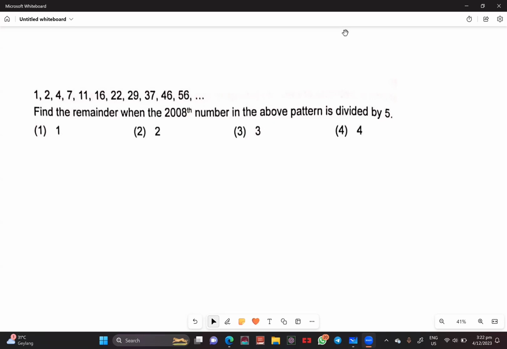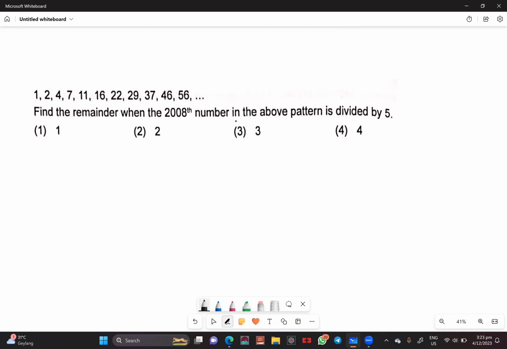Okay, hi everyone. Today we are looking at a question like this. As you can see over here, it says to find the remainder when the 2008 number in the above pattern is divided by 5. So first things first, of course, we have to find the number for 2008 before we can actually divide it by 5, and then from there we can find the remainder, isn't it?